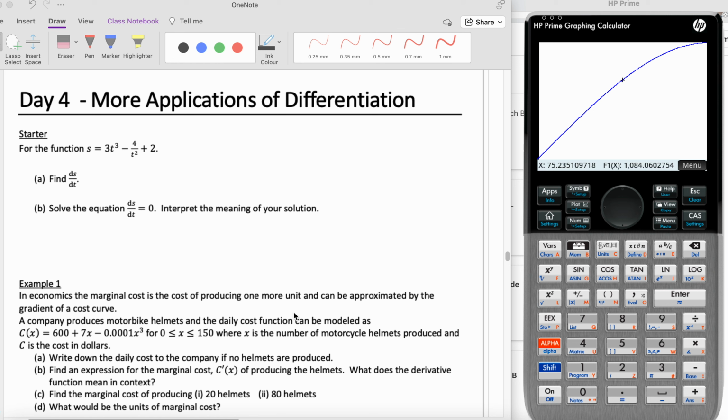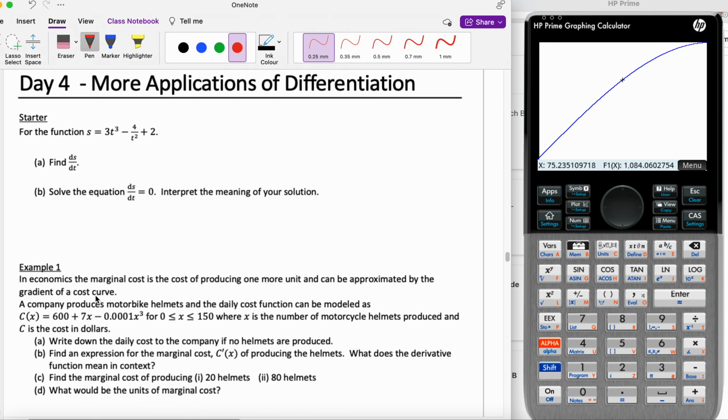Here's Ms. Walsh. Today we're doing day 4. We're going to see some applications of differentiation. Okay, let's go to example 1. We will see it actually in context in economics.